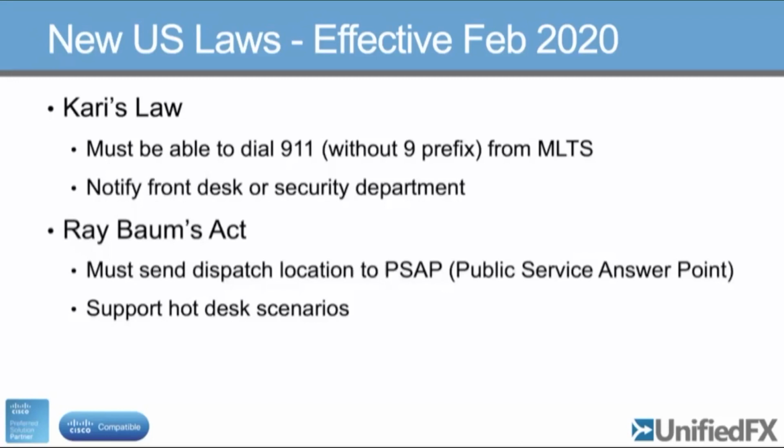When it comes to Ray Baum's Act, that's really about location information. So that's making sure that when a 911 call is placed, the correct dispatch location is mapped, to a degree, to the DDI number, which maps back to the physical location. Now, not immediately, but down the line, it will need to be implemented to support hot desk scenarios as well. Stack 8 will be able to talk on some of the third-party components that you might need to take care of some of the more complex situations, but we're just going to talk about the more immediate elements of dialability and validation of the information.